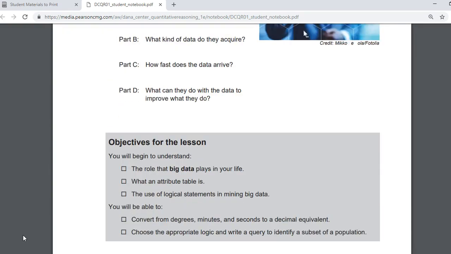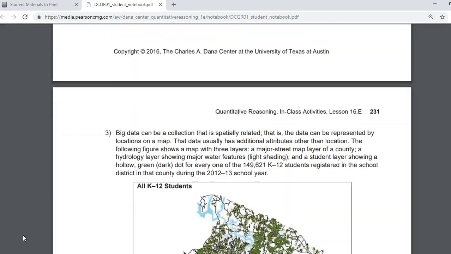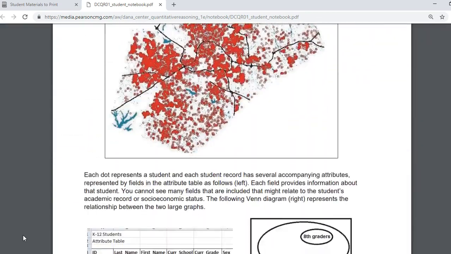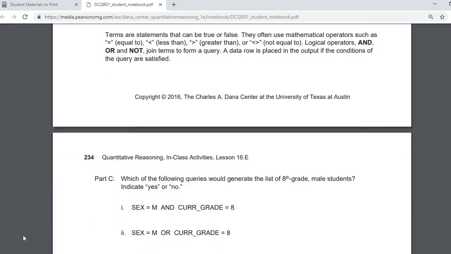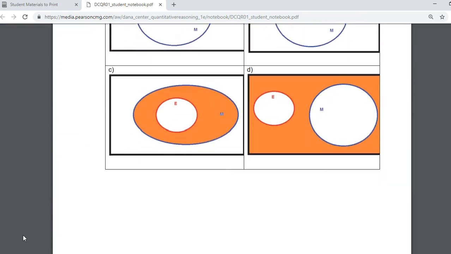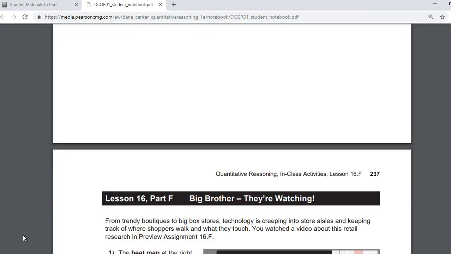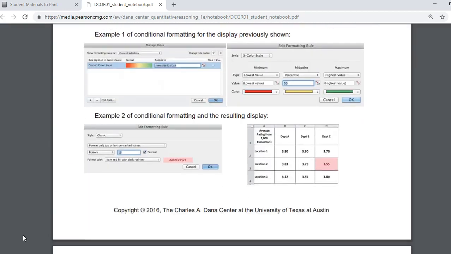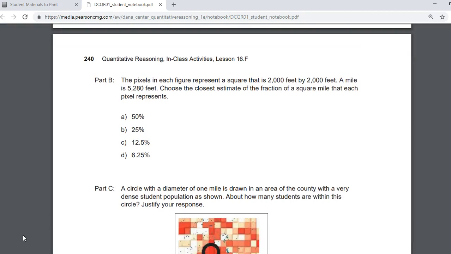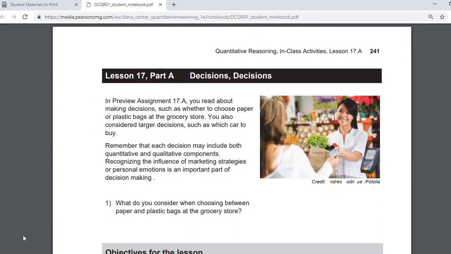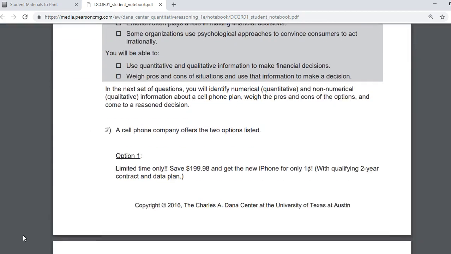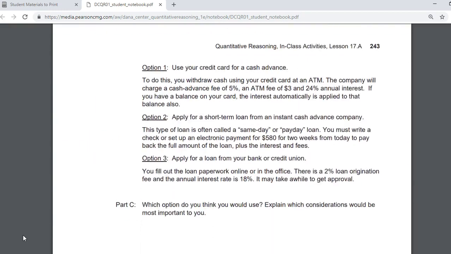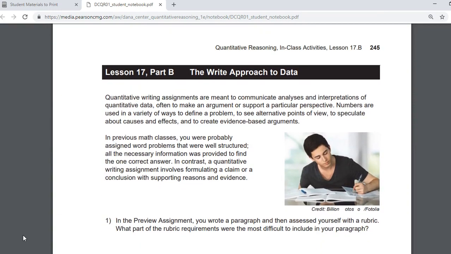We did not do 16E, so you will not see anything on 16E on our test. We did not do 16F either, so you will not see 16F on our test. We did not do anything on 17A. That will not be on our test. But 17B, the right approach to data, will be.